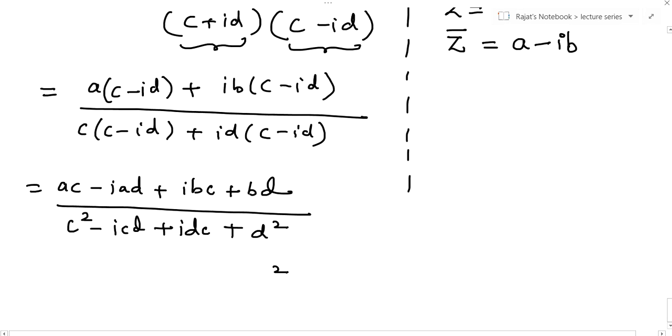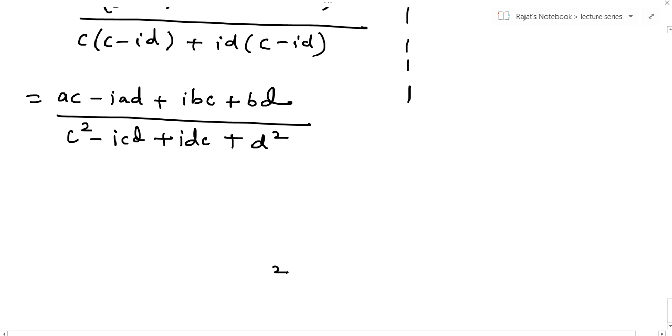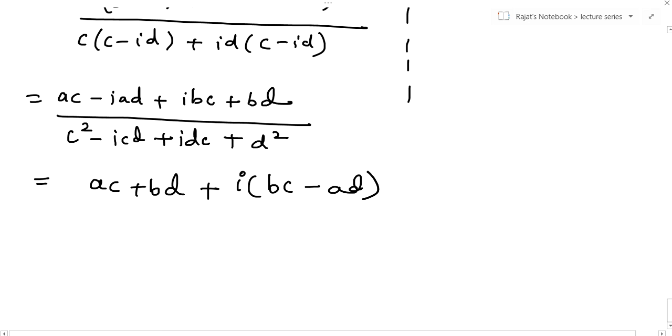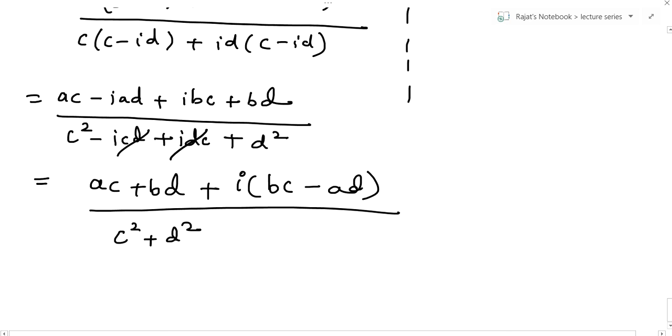You can pause the video if you are not able to follow, and just try it on your own. So this will be ac plus bd. If I take i common, I will get bc minus ad, divided by c square plus d square. If you see icd and idc, they are basically the same thing, and with the minus sign, minus icd plus icd cancel out, so we get c square plus d square.